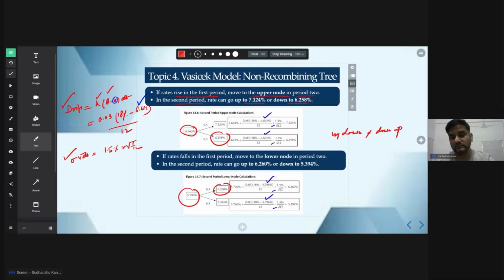Since it is not recombining, this tiny difference makes us realize that the tree fails to recombine. And as you remember, in the earlier models, we said that recombining is a very good property which stops us from having infinite possibilities. Now, since recombining is not happening, we'll have a lot of possibilities. Over many periods, these differences accumulate again and again, and the tree explodes in size, becomes non-recombining.